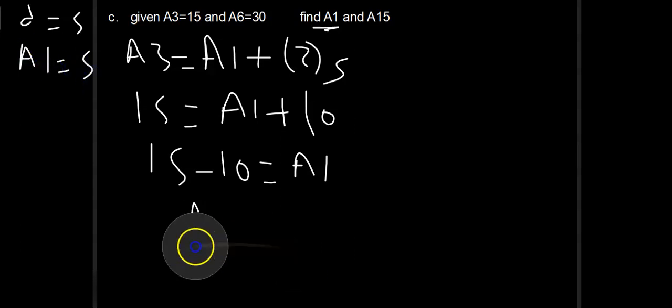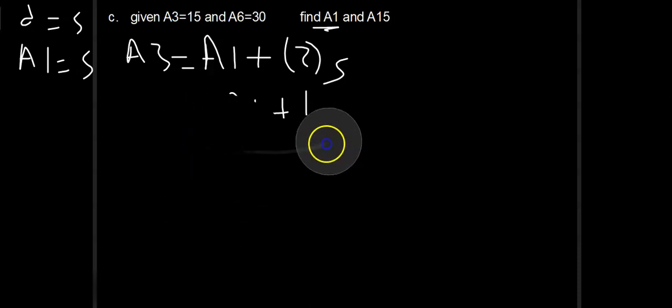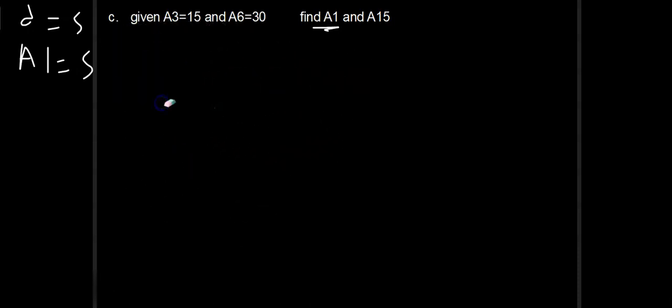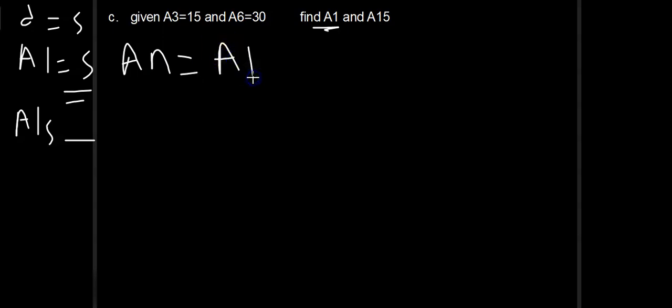So now the last thing that I have to do is just find the value of A15. They want me to find the value of A1, so I found it. And now I'm looking for A15, so that's the last thing. Since we got this D and also A1, it's so easy. So using the formula, I'm sure you guys are familiar with this one. A1 plus N minus 1 times D. So I'm just going to say AN means A15.